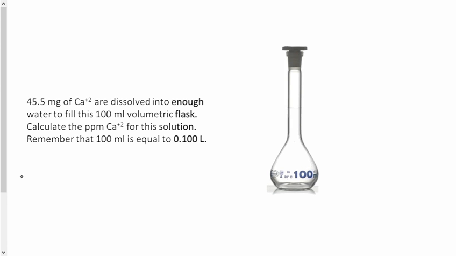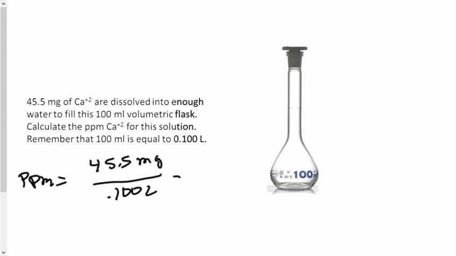Okay, so let's see, we want the part per million. See how you did? That's going to equal the 45.5 milligrams, and that's going to be divided by 0.100 liters. And that's going to come out to be 455 parts per million calcium positive 2. Okay, and that's how you do that.